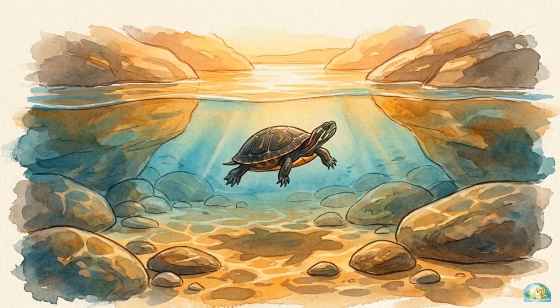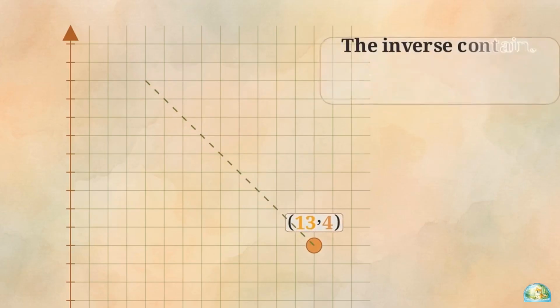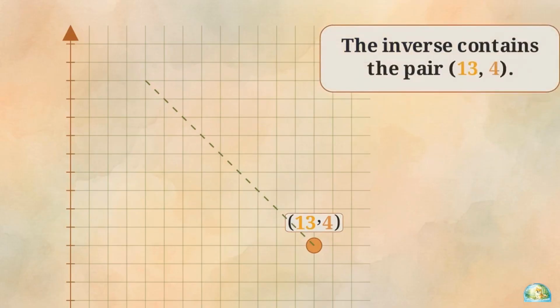This logic of reversing inputs and outputs also applies directly to individual coordinates along the path. Finding the inverse requires us to swap the x and y values entirely. The original output becomes the new input, and the original input becomes the new output. Reverse the coordinates, and you find the new location. The inverse contains the pair 13, 4.